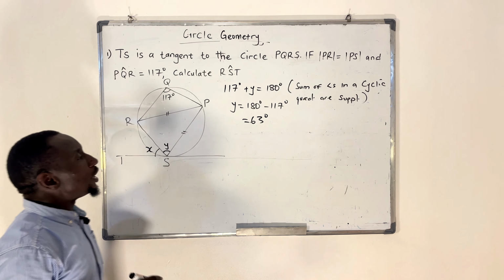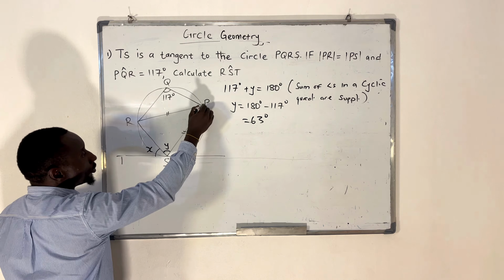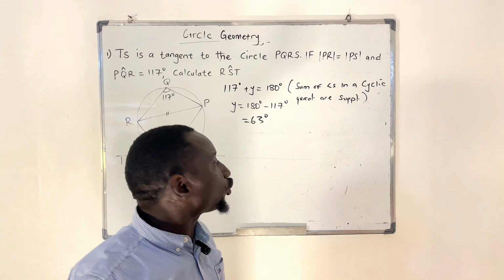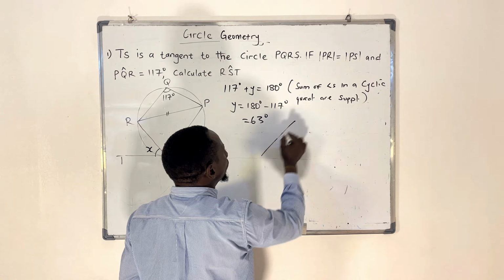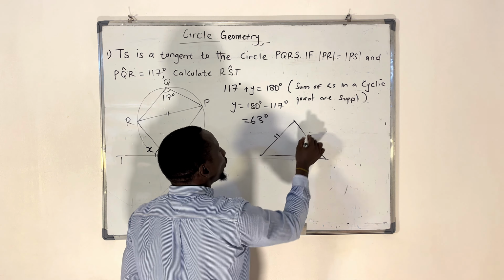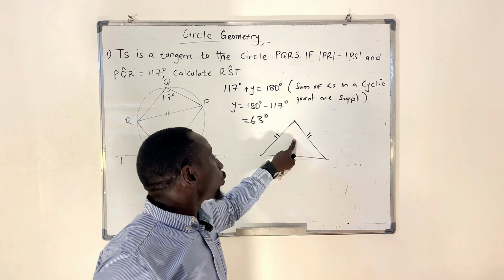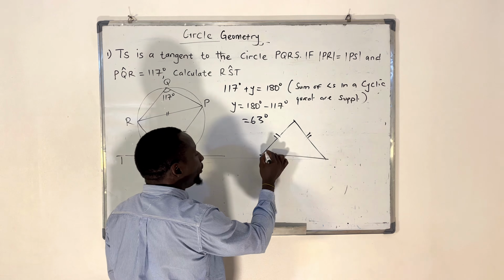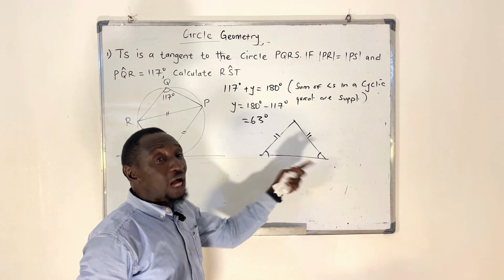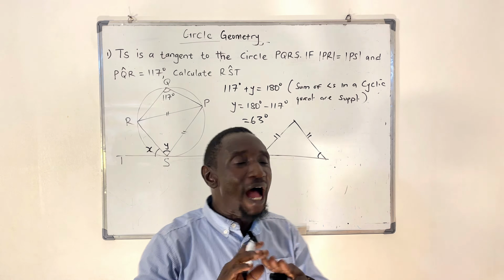And again, if you consider this triangle, this very one, it is an isosceles triangle. An isosceles triangle is a triangle whereby two sides are equal. And if two sides are equal, it also means that the base angles are the same. So in every isosceles triangle, the base angles are equal.